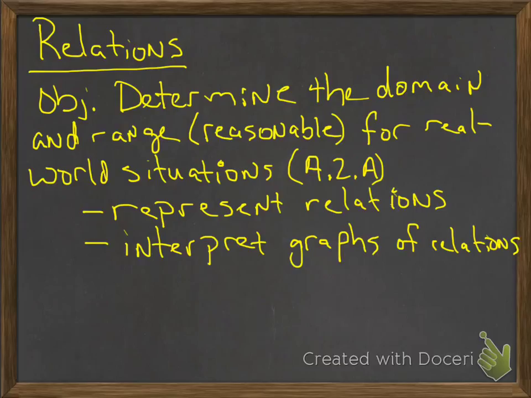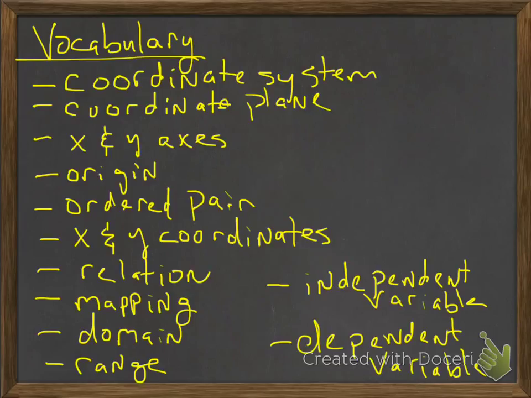So let's look at the first thing we need to look at. Let's look at some vocabulary. So here's all the vocabulary for this. We have the coordinate system, coordinate plane, x and y axis, origin, ordered pair, x and y coordinates, relation, mapping, domain, range, independent and dependent variable. All these are interrelated. This is what we should know. These are things that you should have already been introduced to in middle school.